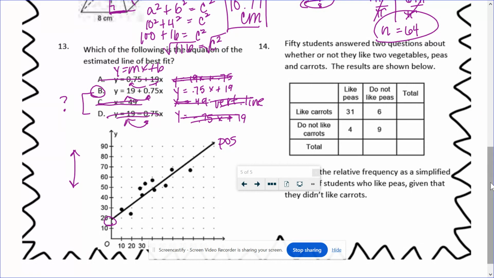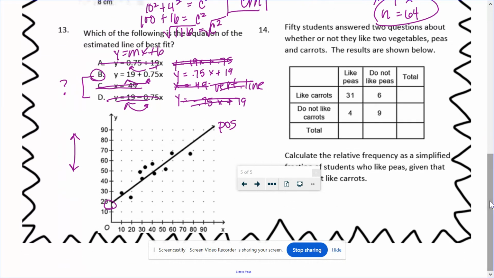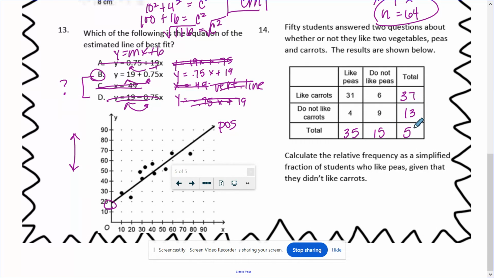Okay, so 50 students answered 2 questions about whether or not they like 2 vegetables, peas and carrots. The results are shown below. Calculate the relative frequency as a simplified fraction of students who like peas, given they didn't like carrots. So let's finish the table. 31 plus 6, 37. 4 plus 9, 13. 31 plus 4, 35. 6 plus 9, 15. 37 plus 13 is 50, which it's supposed to be, so that's good. And 35 plus 15 is 50 also.